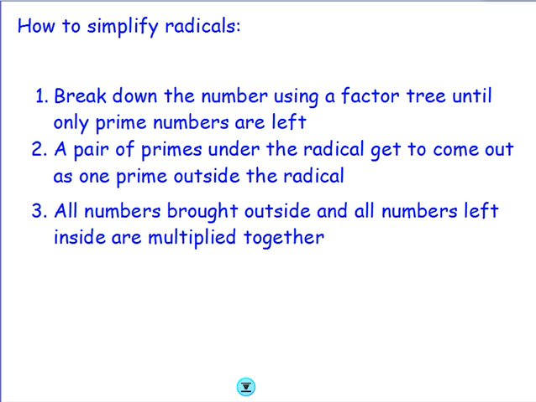First, you break down the number using a factor tree until only prime numbers are left. Then you look for pairs. A pair of prime numbers under the radical gets to come out as one prime number outside of the radical. And then finally, all numbers that you brought outside and all numbers that are left inside are multiplied back together to get your final answer. So let's look at two examples together.